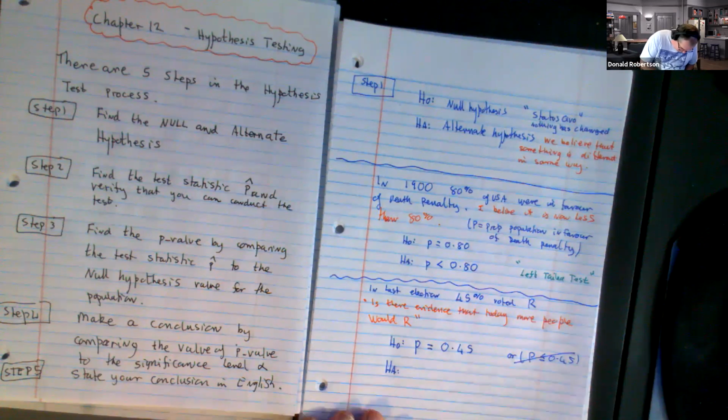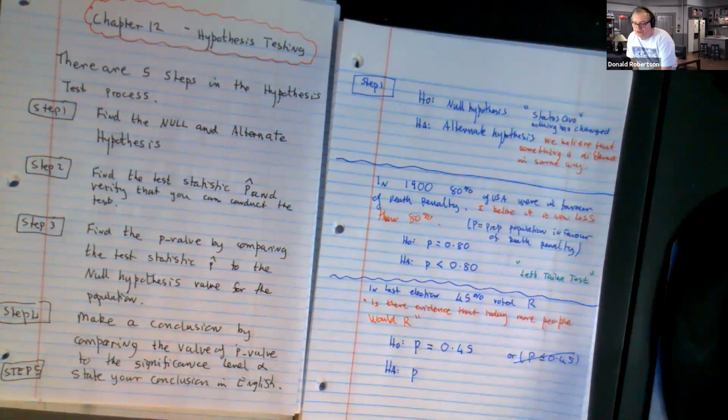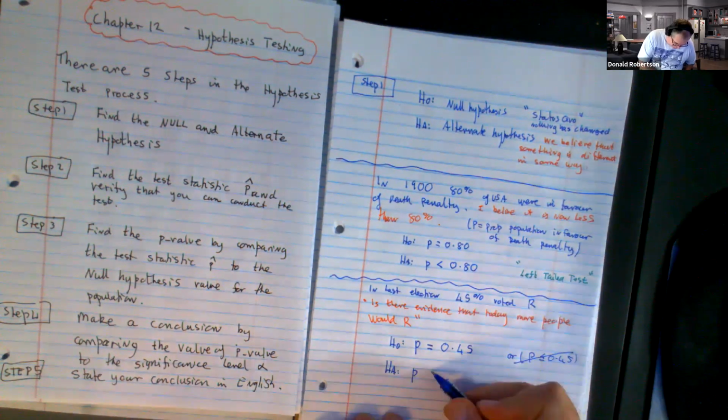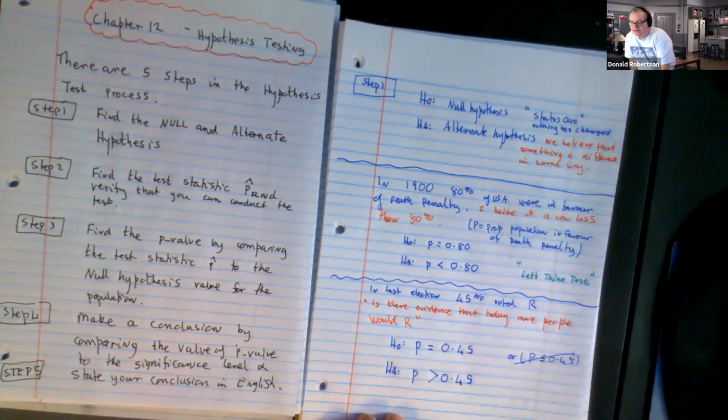Now, what would the alternate be based on what this particular person who's going to be conducting the survey thinks is going to be out there? Right. So would you agree? We believe that there should be evidence that it's now more than 45%.